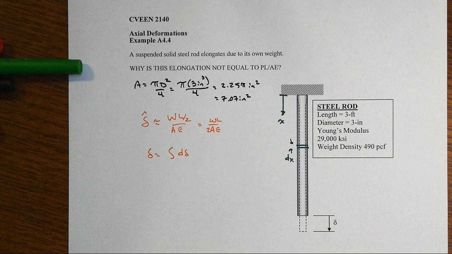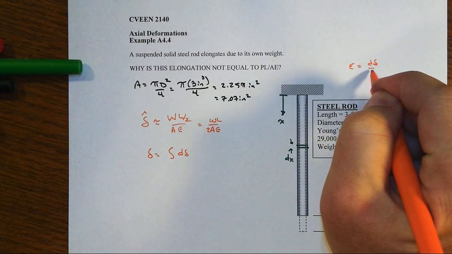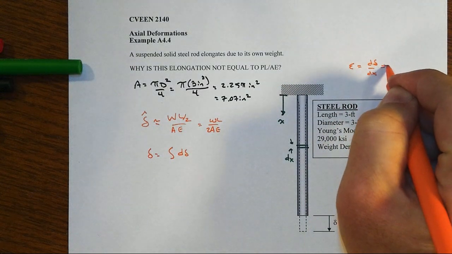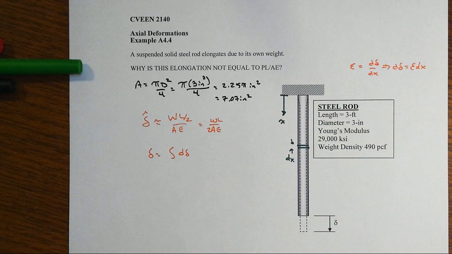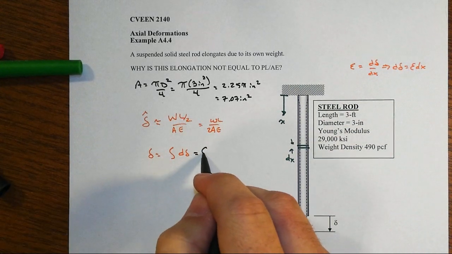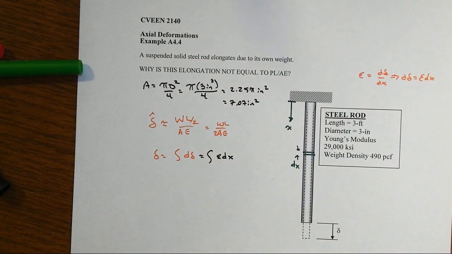Right? And that's the only dimension that matters, it's one dimension. And okay, so d delta, all right, wait a minute, strain, that's d delta over dx, so therefore d delta is equal to strain times dx. All right, we can drop that right in. And we've not lost anything in any sort of approximation so far.